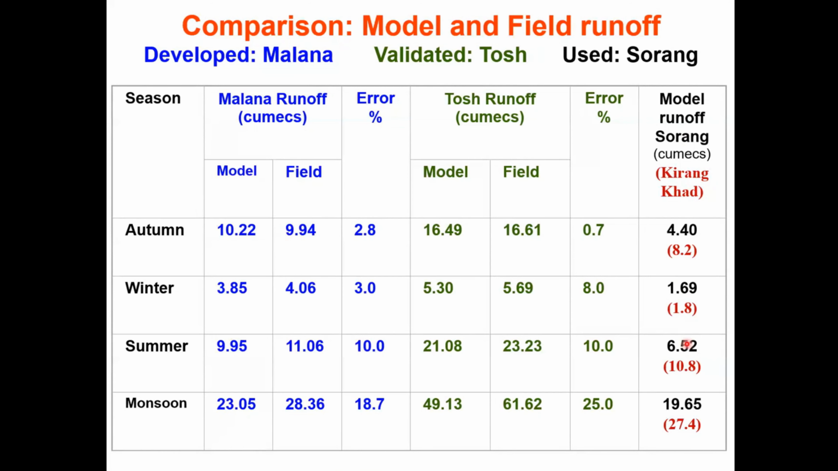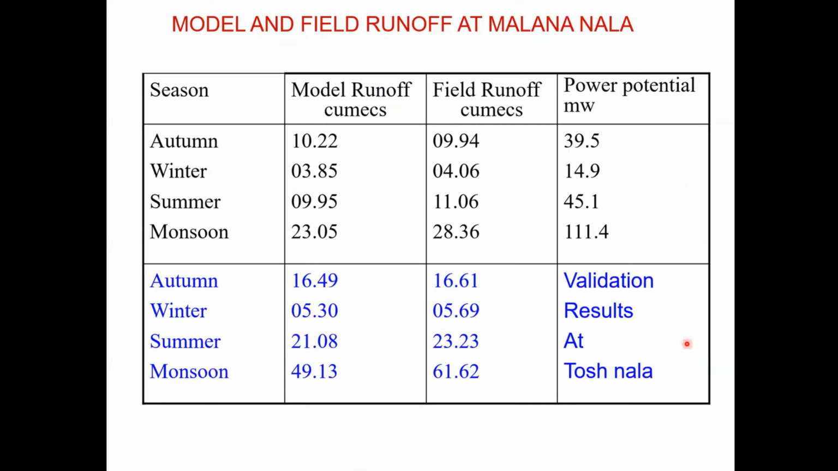So you will do this exercise on your own subsequently, and you can also estimate the power potential in megawatts. You can see for autumn how much is the runoff, how much is the modelled runoff, and how much is the unrestricted power potential. So you can see how power potential is changing. Winter has the lowest at 15 megawatts, autumn is almost 40 megawatts, summer is slightly higher, and monsoon is very large. So monsoon is not a problem.